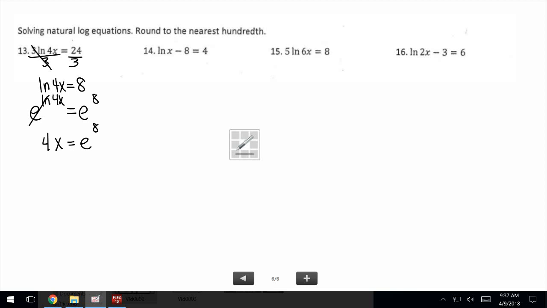No. Only the one with the natural log canceled. Just like here when we divided by 3, the only one that canceled was the one that was being multiplied by 3. All right, now we're going to divide by 4. Yep, it's a very big number. All right, how are we doing so far? Are we okay? All right, grab your calculator.